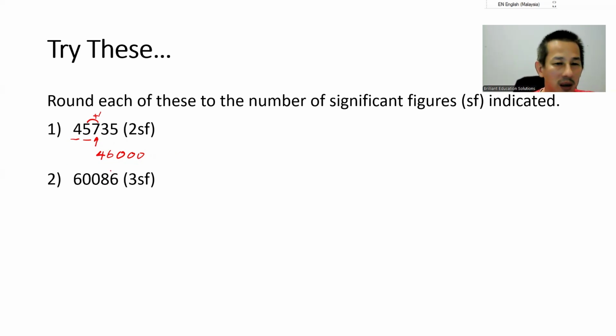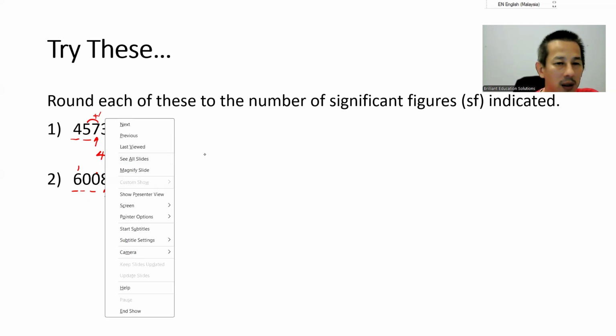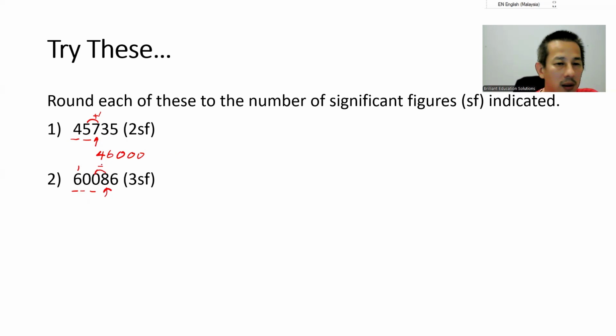Next, 60086 to 3 significant figures. The first significant figure is 6. Count 3 digits, 1, 2, 3. The next digit is 8, therefore you need to plus 1. You get 601. Now it's a whole number, you just add 2 more 0s, replacing the 8 and 6.